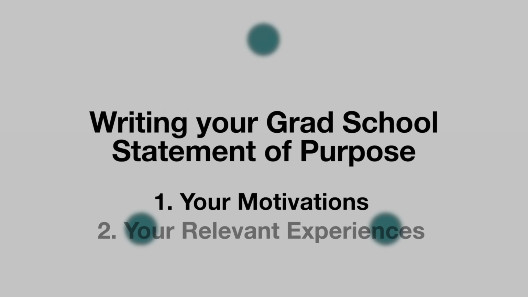Today's video is on how to write a grad school statement of purpose. The best way to structure the statement of purpose is to divide it into two key sections: your motivations and your relevant experiences, followed by a conclusion. You can use the timed chapters down below to navigate between these parts. Right, let's do this.